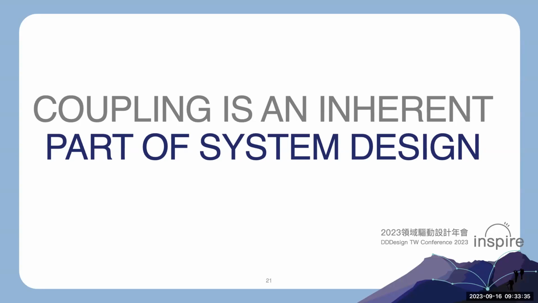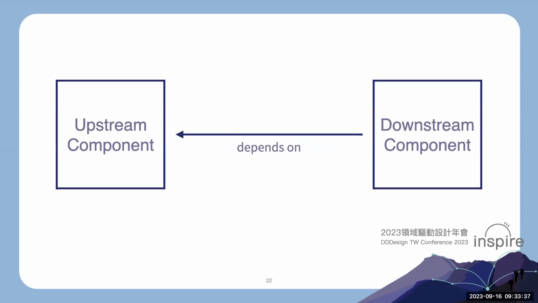Let me show you what I mean. Let's say we have these two coupled components here. That downstream on the right references and thus depends on the upstream component. The arrow between them, that relationship, it defines how these components are integrated.